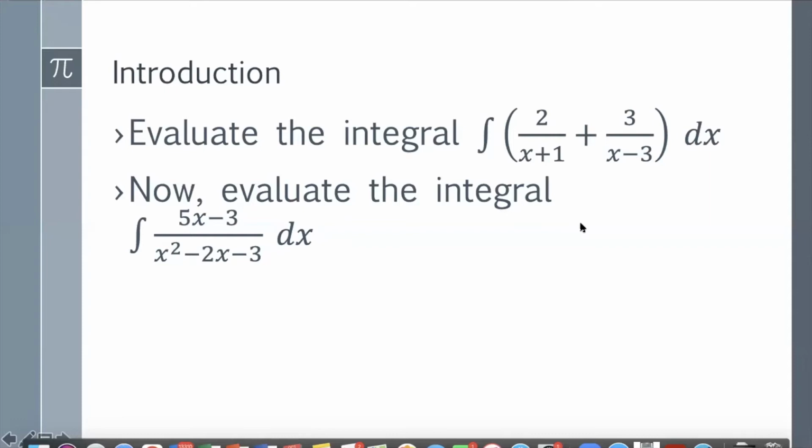So now suppose I asked you to evaluate the integral 5x minus 3 over x squared minus 2x minus 3. Let's make that a little practice problem. You can pause the video and work on that and then come back and we'll compare notes. And I'll give you a hint, don't spend too much time on this.